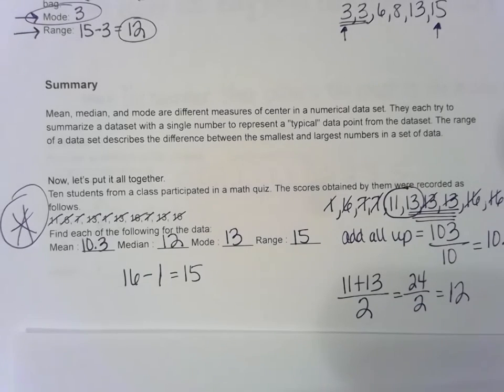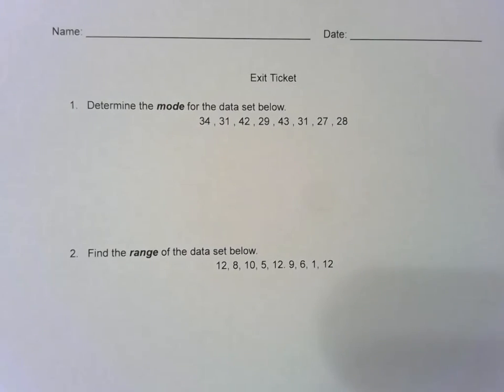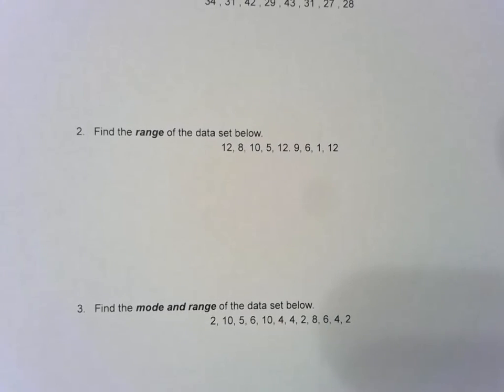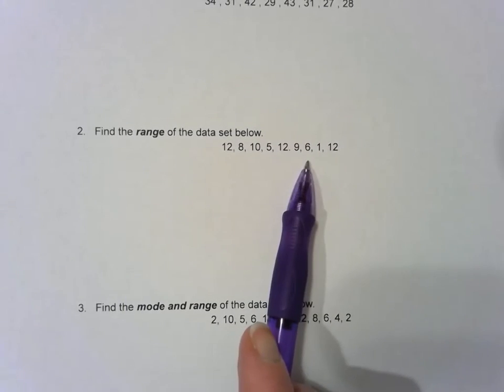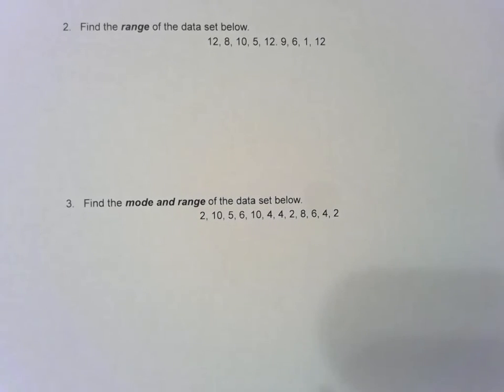So now that you have finished the lesson, you're going to go to the teacher and ask for an exit ticket. It's going to look like this. You're going to be asked to determine the mode for this set of data, the range for number 2, and the mode and range for the same set of data in number 3.